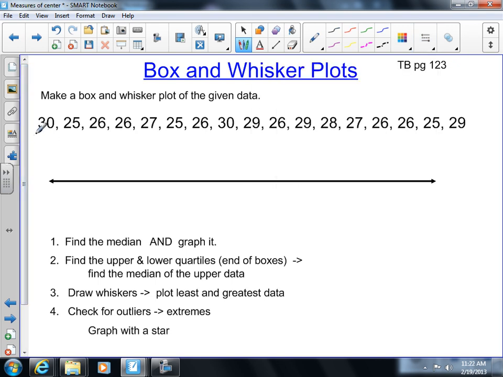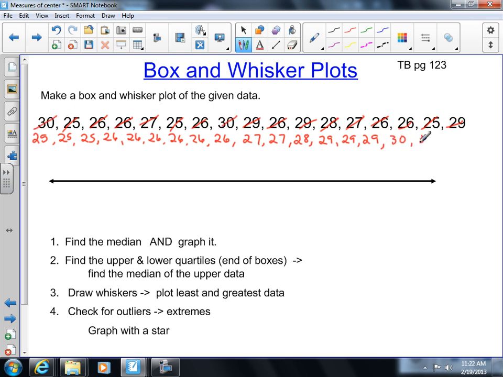So help me out here. Our smallest number is 25. How many 25s do I have? Okay, how many 26s? Okay, 6. How many 27s? Do I have any? 2 27s, 28s. 1 28, 29s, and 30s.